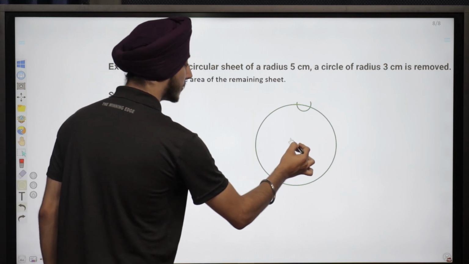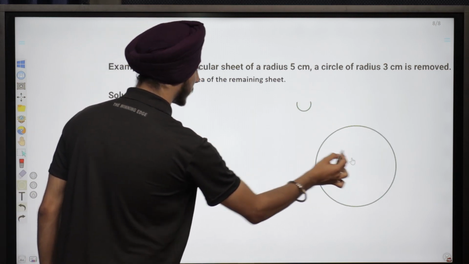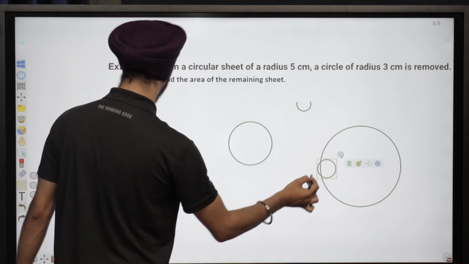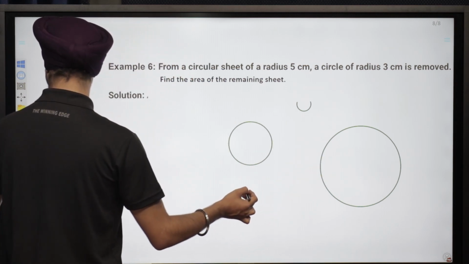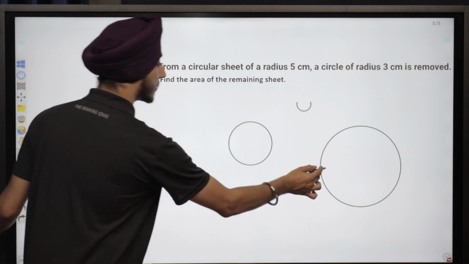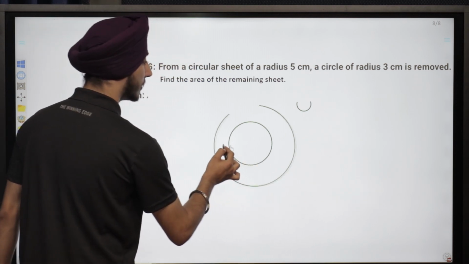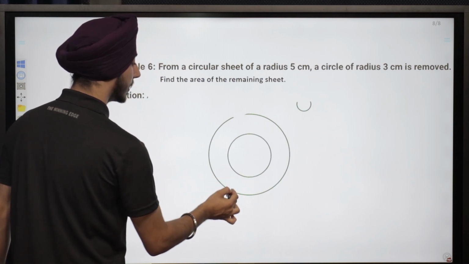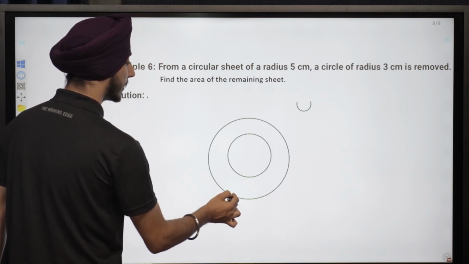In this there is one more circle drawn. Okay, so I'll draw one more circle. Then I'll overlap it. Okay. So let's say we use this and we bring it over this. Okay. So हमारे पास यहाँ पे दो circles बन गए हैं.